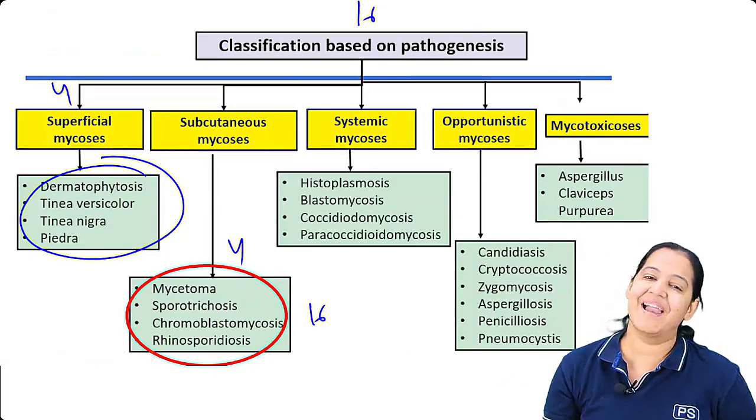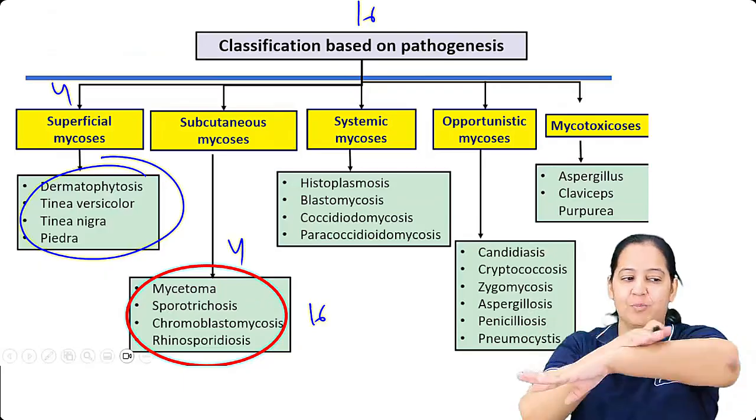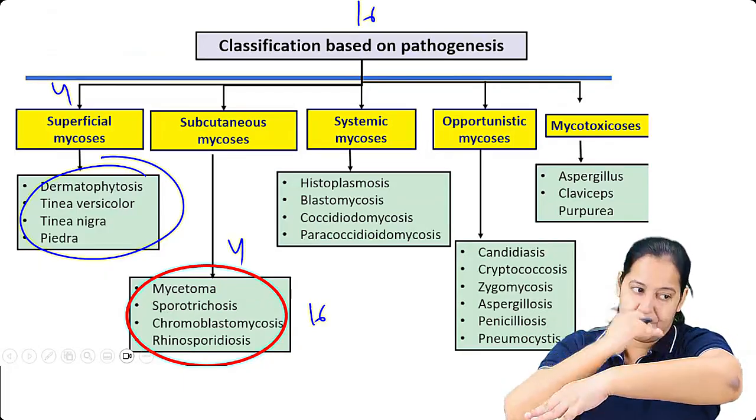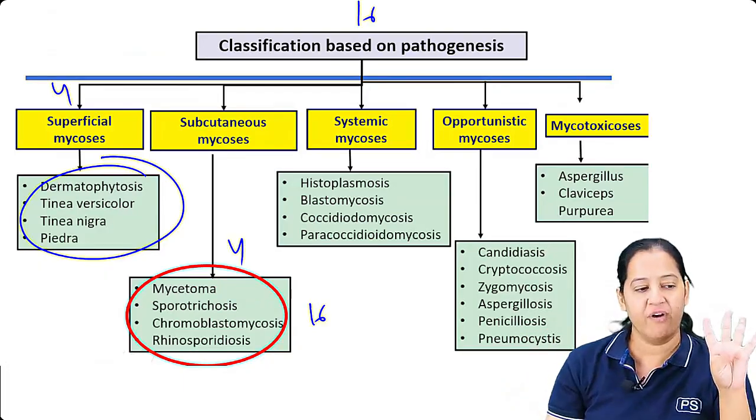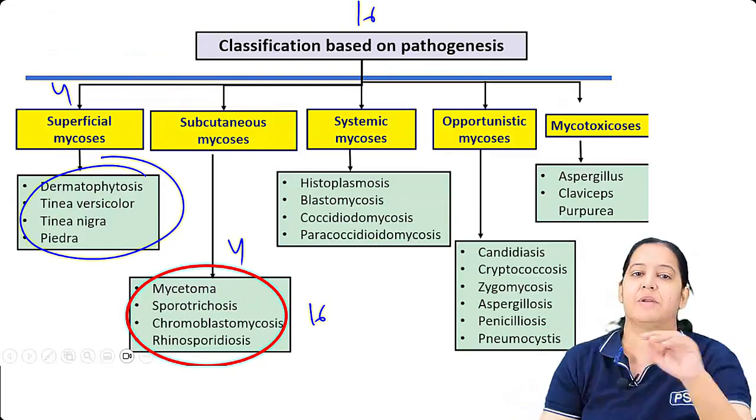So let's come to the next 4 fungi. We have seen the superficial ones. Now we are seeing the subcutaneous ones. So there are 4 fungi. In all of them, the lesions will be subcutaneous, not superficial.